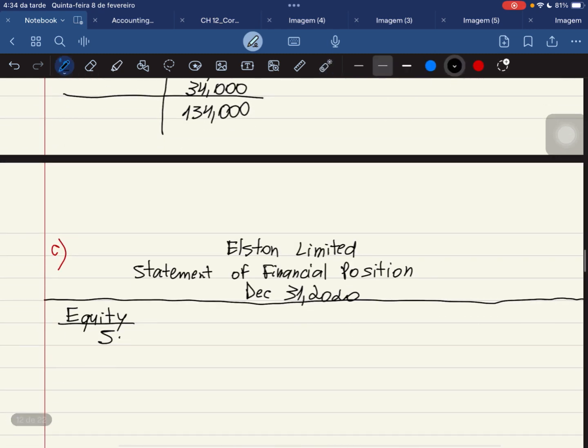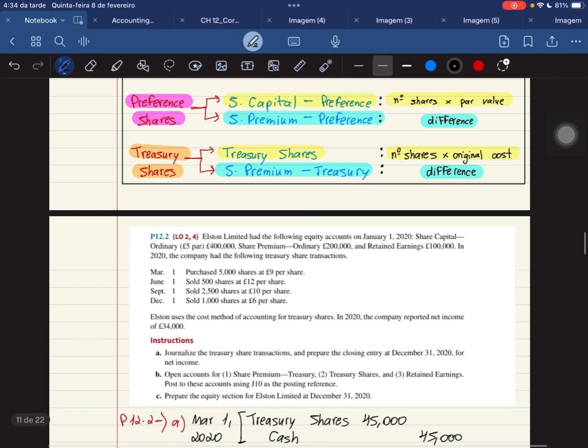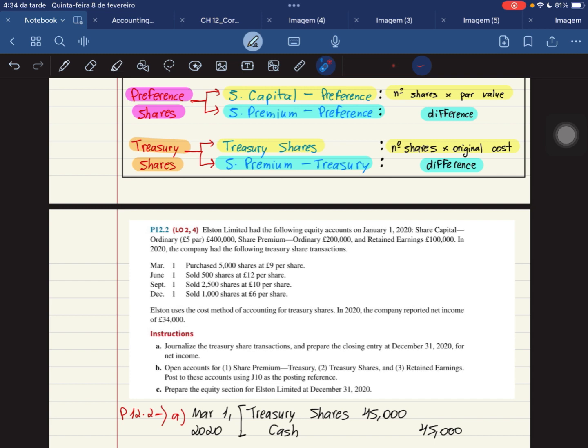So I'm just going to start writing them here. The first one was share capital ordinary. And then we had share premium. Make sure that you write the full name, okay? Don't write it like me. Share premium ordinary. What else do we have? Share capital ordinary, share premium ordinary. Retained earnings, okay, we're going to add that, but not now.